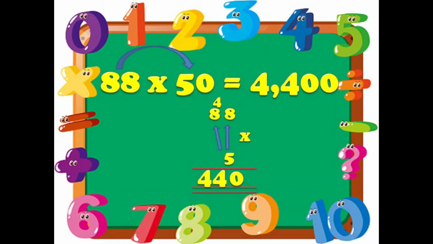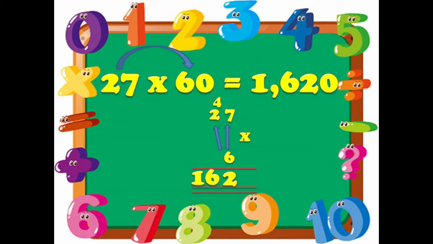Another example is 88 times 50. So what are we going to do? We should multiply 88 by 5. So 88 times 5 is equal to 440, and then add a 0 to the product. So 88 times 50 is equal to 4,400.